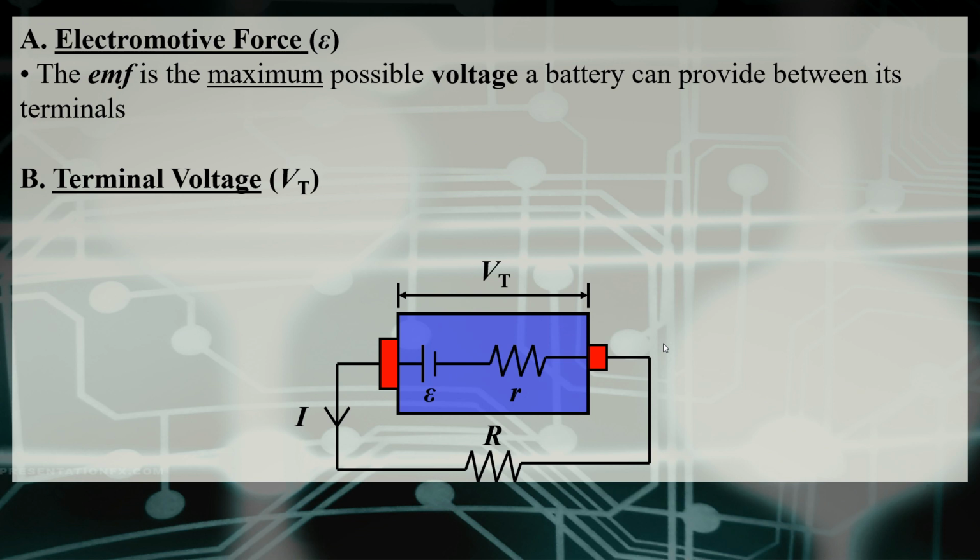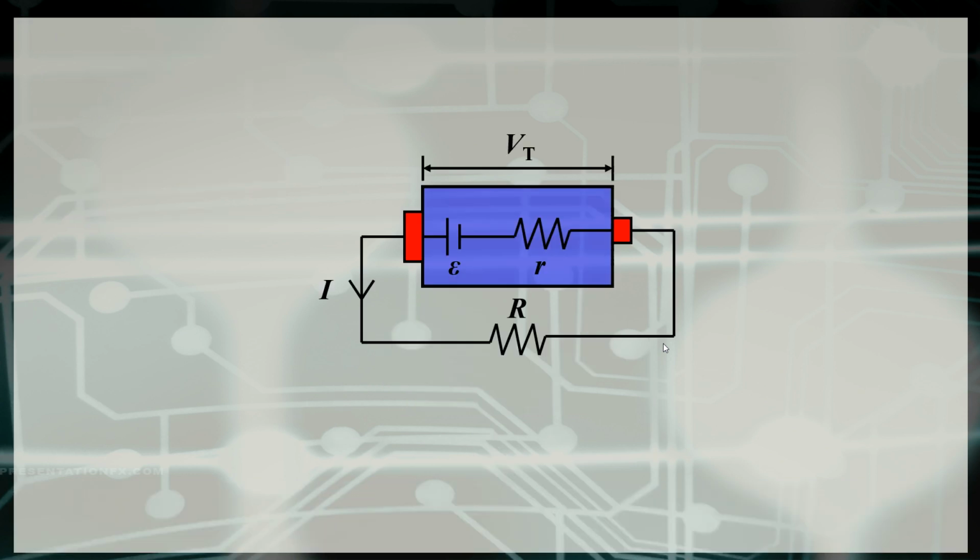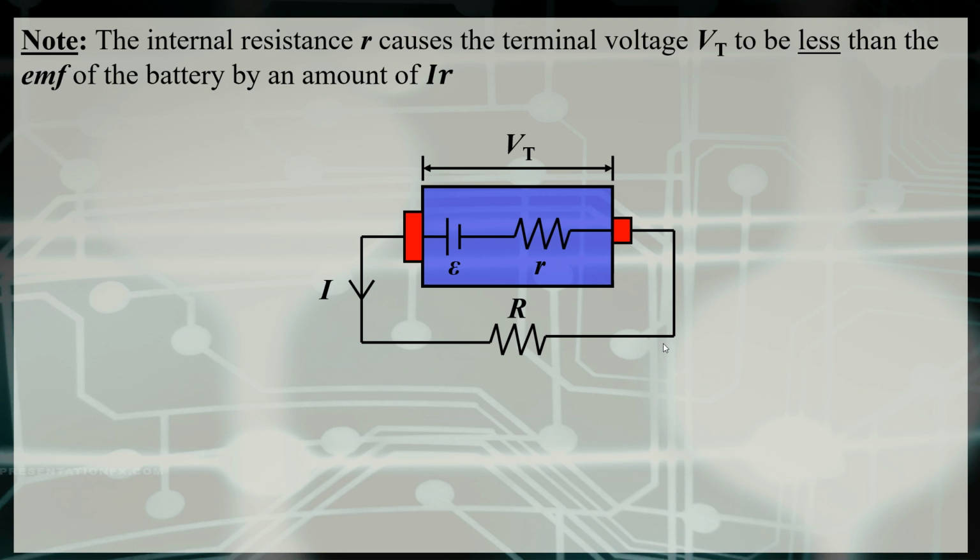We also have the terminal voltage. The terminal voltage is the actual voltage the battery provides after you've accounted for the internal resistance within the battery. So what ends up happening in actuality is the terminal voltage is going to be a little bit less than its maximum possible value. And again, its maximum possible value is going to be the EMF.